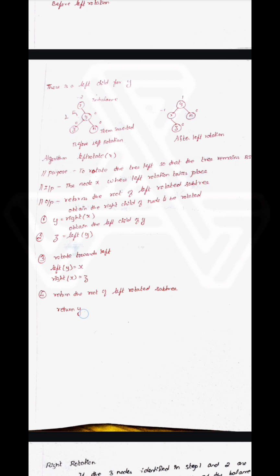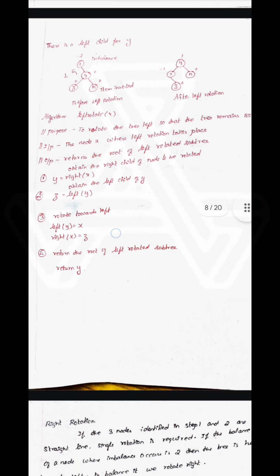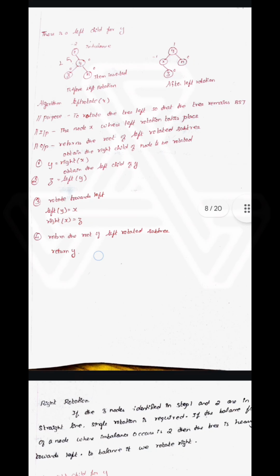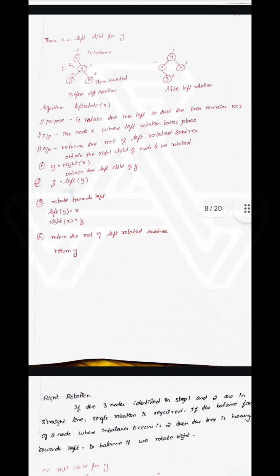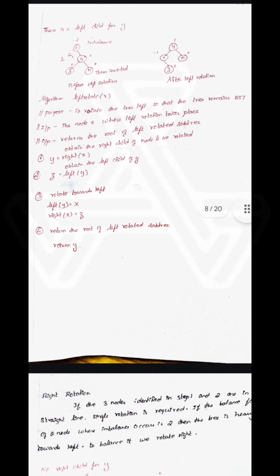Left rotation of X: the purpose is to rotate the tree left so that the tree remains a binary search tree. Input: the node X where left rotation takes place. Output: returns the root of the left rotated subtree.